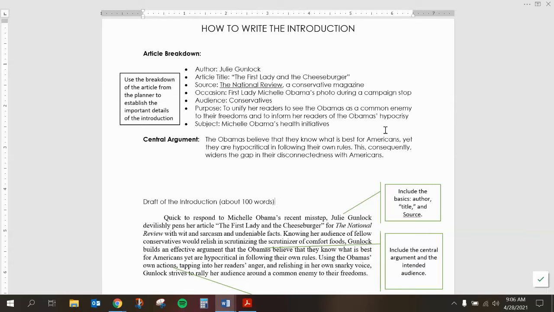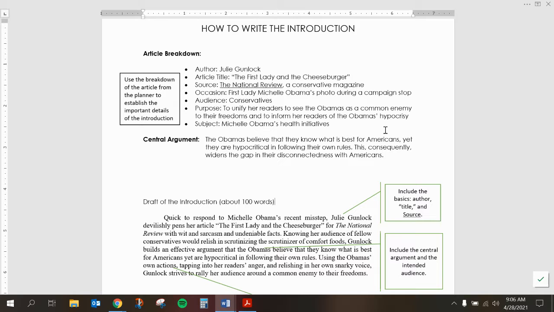Let's take a look at how we write our introduction for our rhetorical analysis. So we go back to our planner and we look at how we broke down the article with some basic information. And I'm going to use that information to create a very simple introduction of about 100 words.